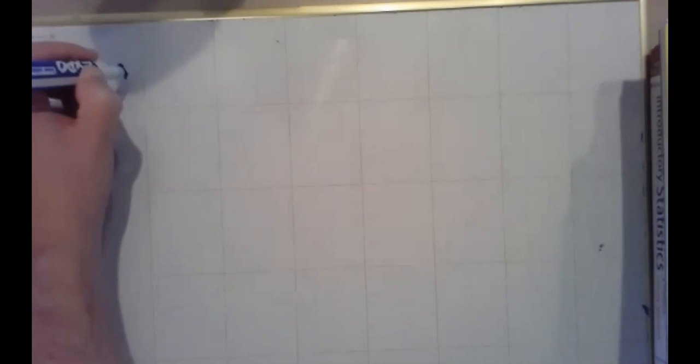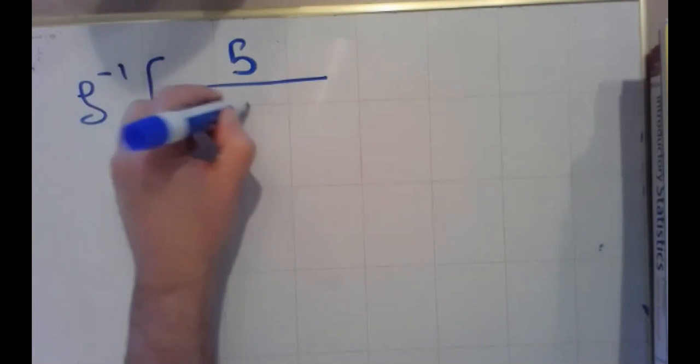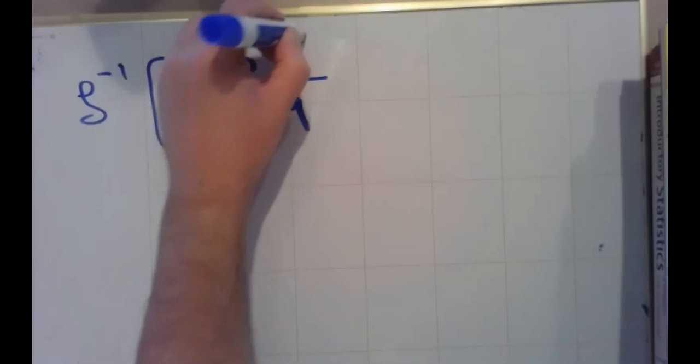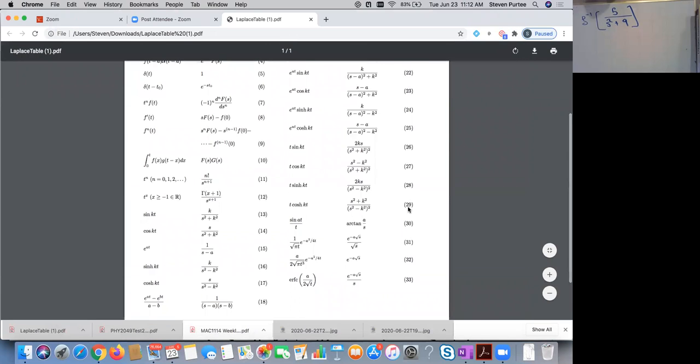But what if we had a harder one? What if we wanted, say, the inverse Laplace transform of 5 over s squared plus 9? Well, we look at our table and find the closest we can find to that.